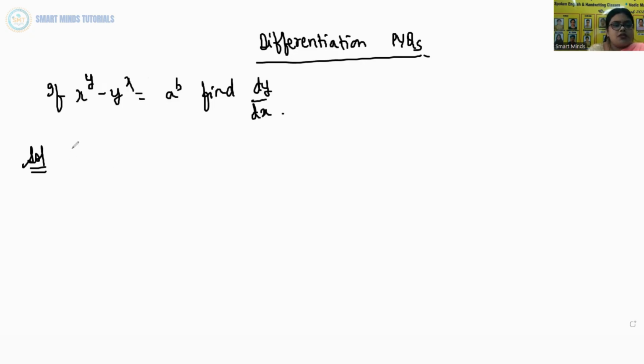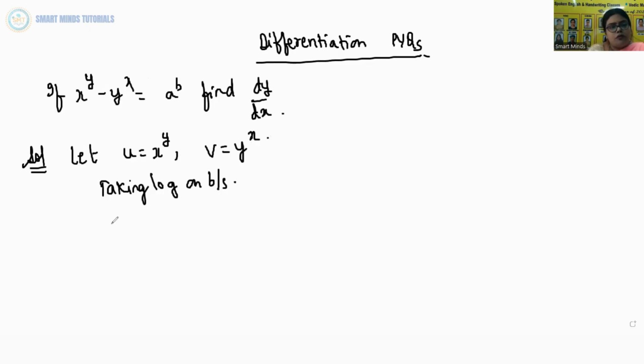So first let us assume u is equal to x power y and v is equal to y power x. So now taking log on both sides, you get log u is equal to log x power y. So log u is equal to, we apply laws of logarithms. Log a power m is m log a. So we can write this as y log x. Now we differentiate with respect to x.